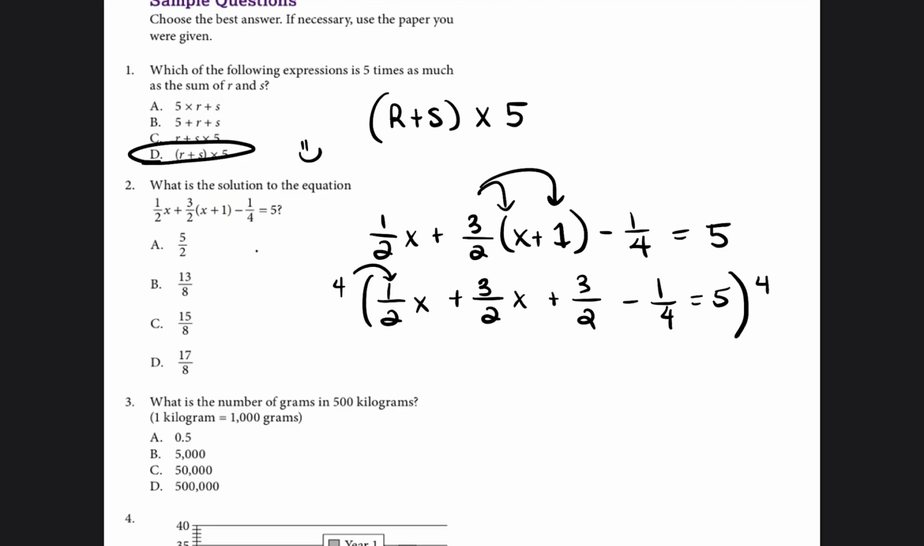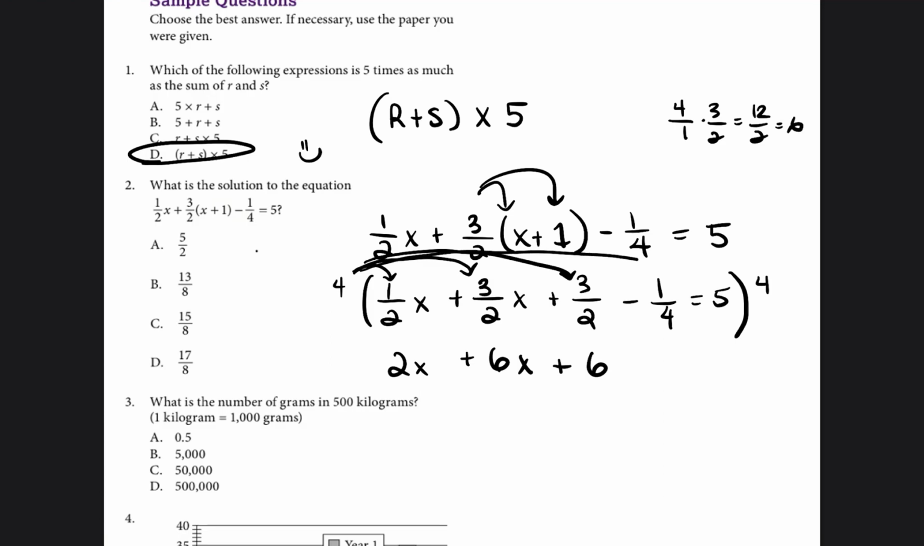So 4 times 1/2 is 2x, and 4 times 3 over 2, so it's 6x. And then I'm going to do 4 times 3 over 2, that'll be 6. And then I'm going to do 4 times negative 1/4. 4 over 1 times negative 1/4 is negative 4 over 4, which is equal to negative 1. And then 5 times 4 is 20. So now I got rid of all of the fractions.